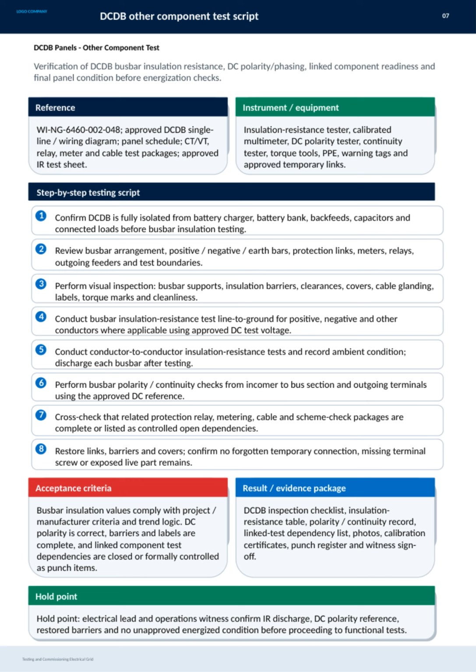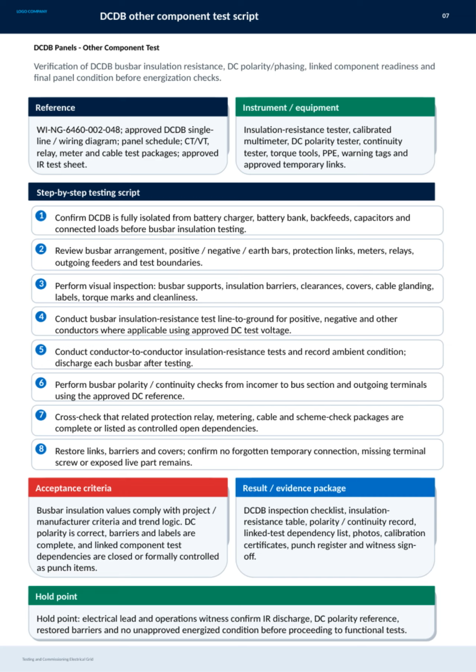We rely on several key references, including approved wiring diagrams, panel schedules, and test packages for CTs, VTs, relays, meters, and cables, as well as an approved insulation resistance test sheet. The required instruments include insulation resistance testers, calibrated multimeters, DC polarity testers, continuity testers, torque tools, personal protective equipment, warning tags, and approved temporary links. The testing process involves several steps.